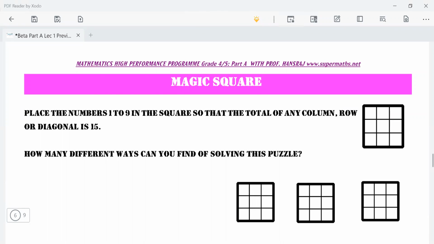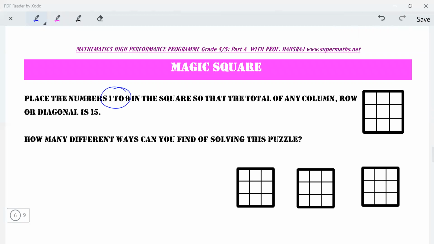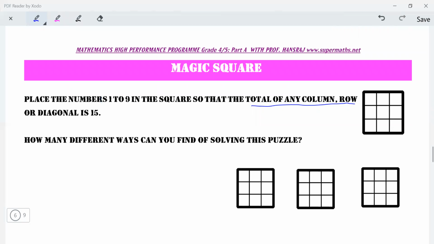Another problem that we are going to be discussing is this famous magic square problem. I'm quite sure you heard of this problem before. It's a famous problem, as I said, but it has many surprises. The problem is to place the numbers 1 to 9 in the square so that the total of any column, row, or diagonal is exactly 15. Well, normally we wouldn't tell you what the total is, but we are so kind in this example that we have told you that you must aim for a total of 15.